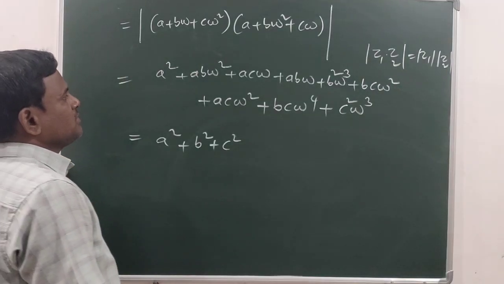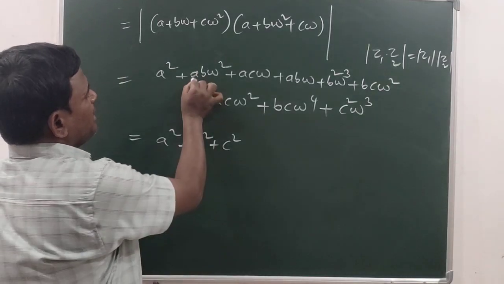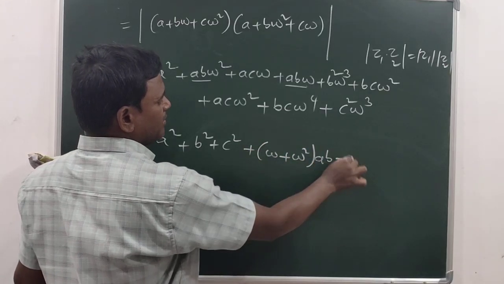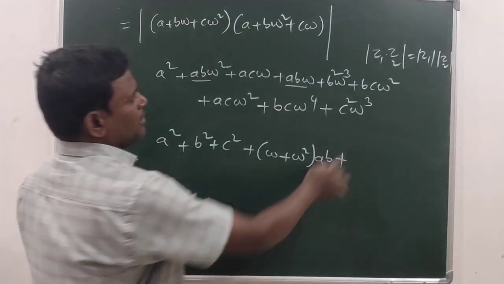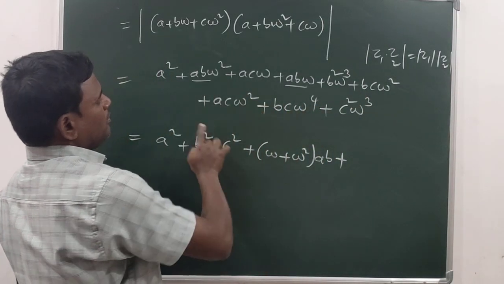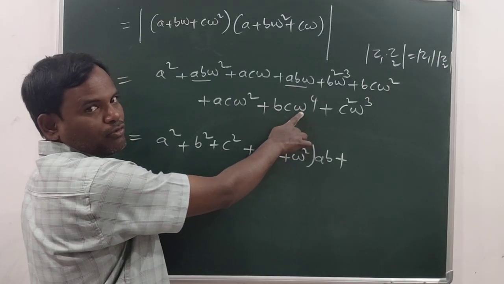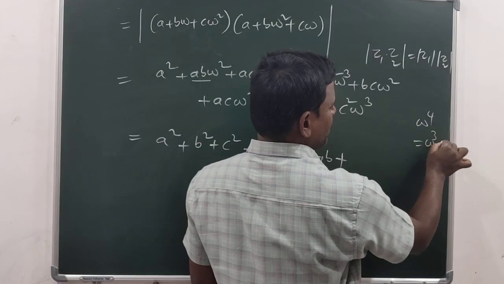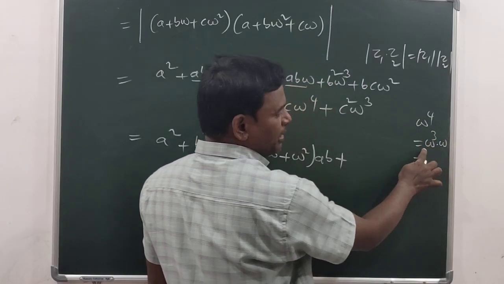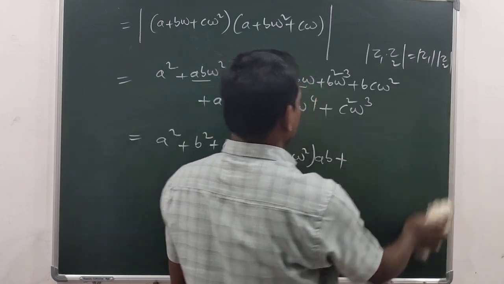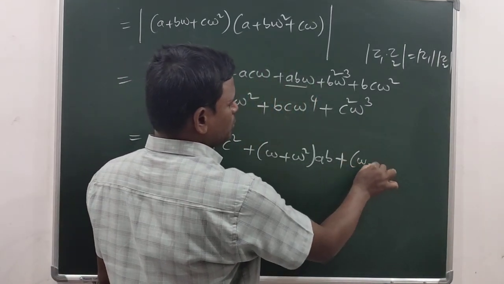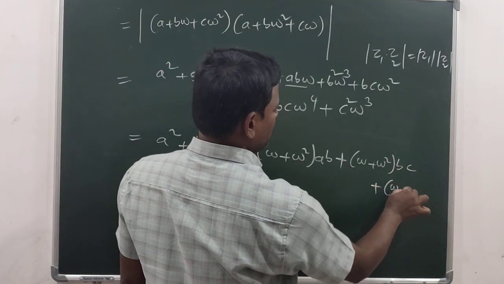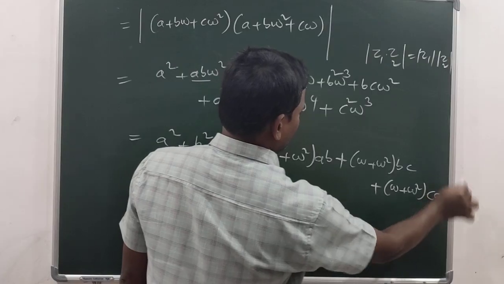Okay students, next where are AB? Here AB, here AB. Take AB common, inside you will get omega plus omega square, AB. Now take BC common, here BC, and where is another BC here? Omega power 4 can be written as omega cube into omega, and as you know omega cube is equal to 1, into omega. So here what do you write? Omega plus omega square, BC. So in the last one also, omega plus omega square, CA you will get.